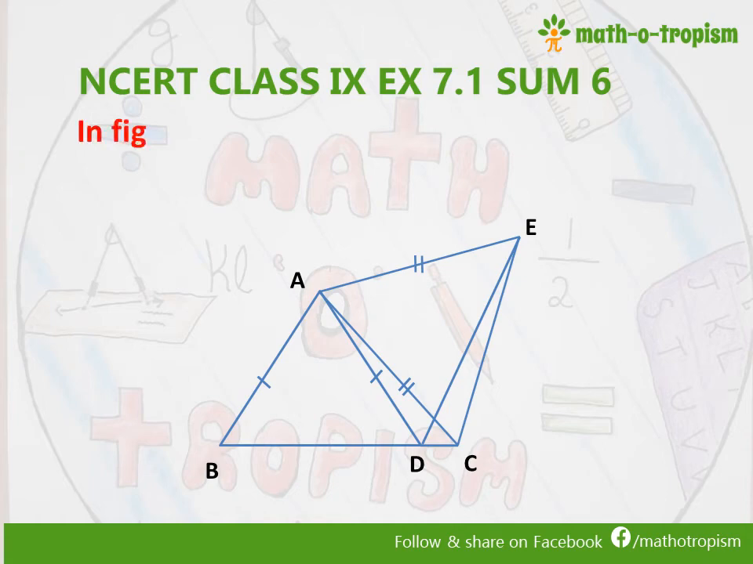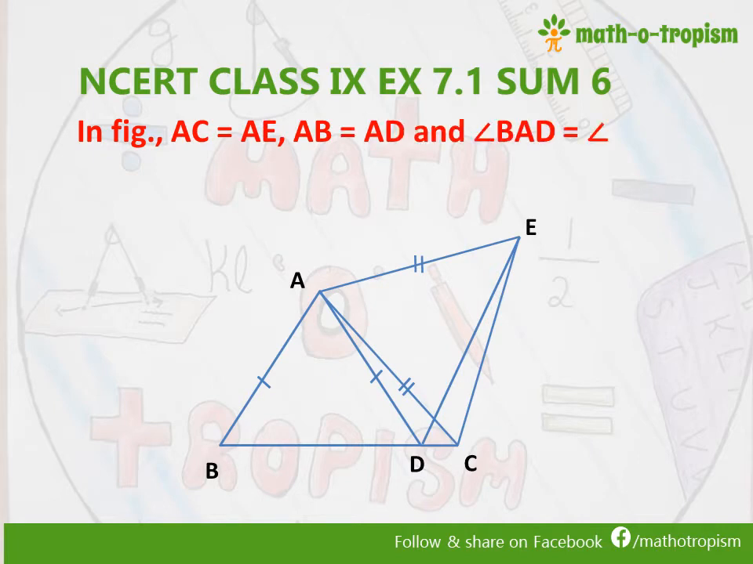In this figure, AC is equal to AE, AB is equal to AD, and angle BAD is equal to angle EAC. We need to show that BC is equal to DE. If we see BC and DE, they are two lines, and we can show that these are part of two triangles, congruent triangles, and we will now find out how.